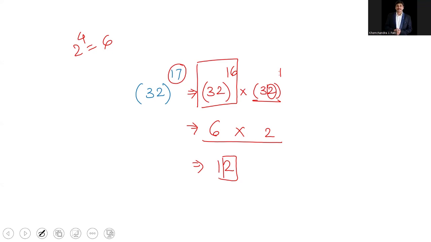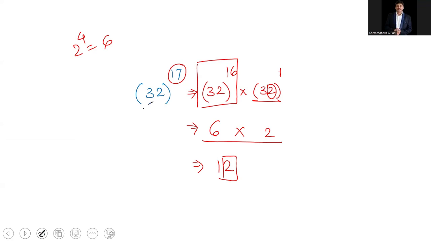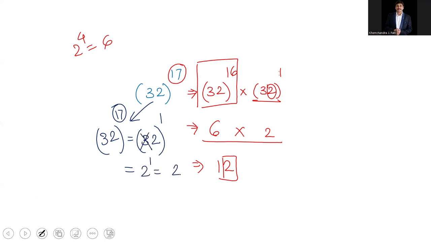तो इसको और थोड़ा सा लेमन लैंग्वेज में समझने की कोशिश करते हैं. What I will do in this particular case, I will try to divide this 17 by 4. So what is the remainder? When you divide this 17 by 4, the remainder will be 1. So your answer will be 2 raised to 1. What is 2 raised to 1? 2. I hope you understood this.